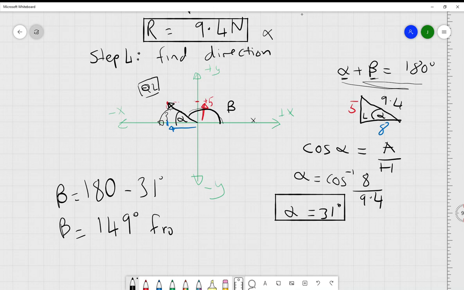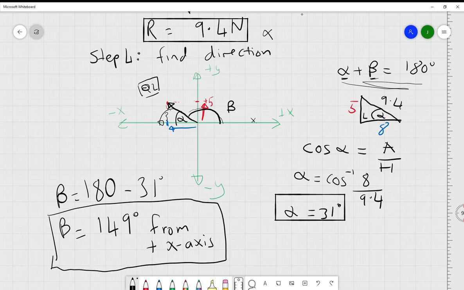Write down 149 degrees from the positive x-axis. When I'm looking quickly for the answer, I know that if you have this written down, you've read the question correctly. When you say from the positive x-axis, it means that you understood the question and what you had to do, so that now you know that this resultant R, which is a magnitude of 9.4, is 149 degrees from the positive x-axis. And that is pretty much it.